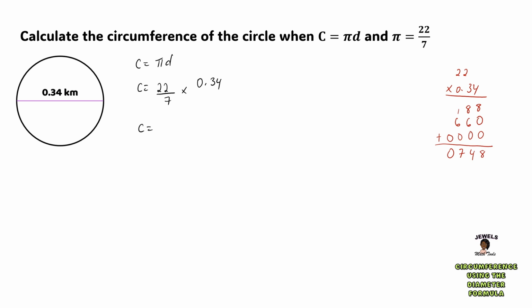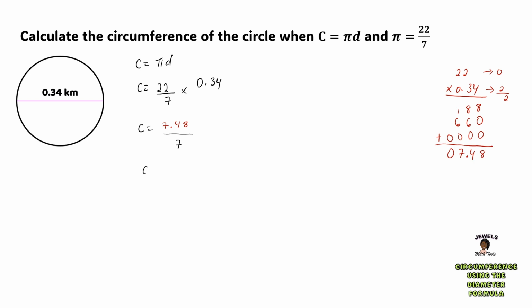To input our decimal number, there are no digits behind our 22 in the decimal place. We have 2 digits behind the decimal point, which is 3 and 4. So in our solution, we should have 2 digits behind the decimal point. So we'll count 1, 2. And the decimal point will go between our 7 and our 4. So we now have 7 and 48 hundredths. And we are going to be keeping our denominator of 7.